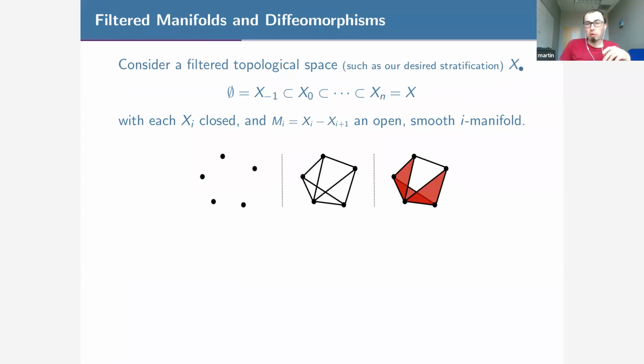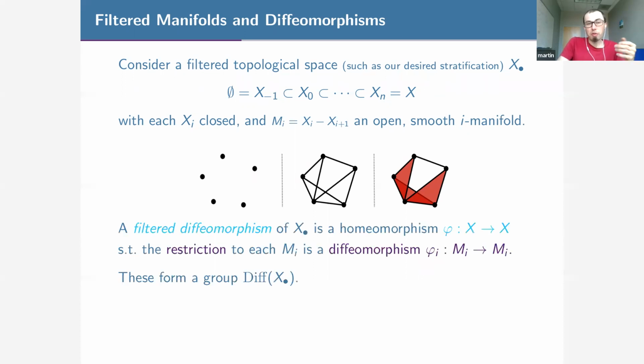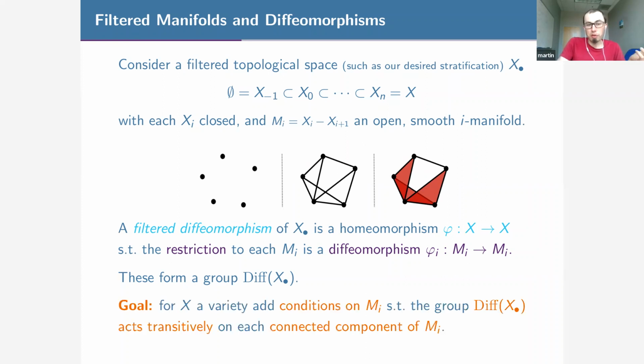And you can also do this when you have a filtration. So in our context, that filtration is going to be the stratification X bullet. And we'll write this filtration as X bullet, where it's going to be a list of these Xi's, which are closed varieties, and the Mi's will be these open smooth manifolds. And that will be where our diffeomorphisms act. And so then a filtered diffeomorphism is going to be a homeomorphism from X to X, such that when we restrict to each of these manifolds, we get a diffeomorphism. And these also form a group of filtered diffeomorphisms.